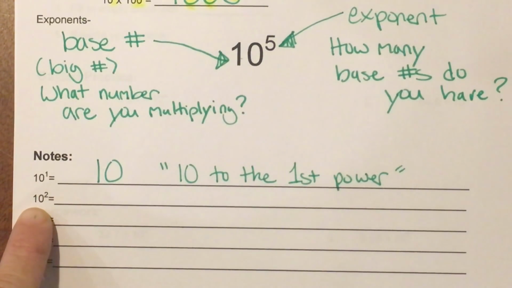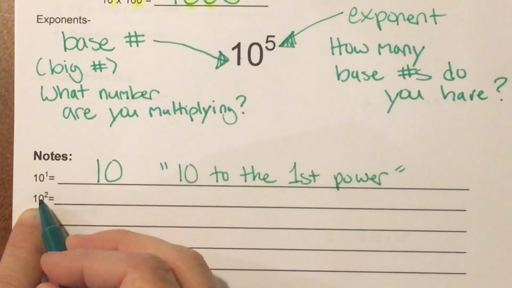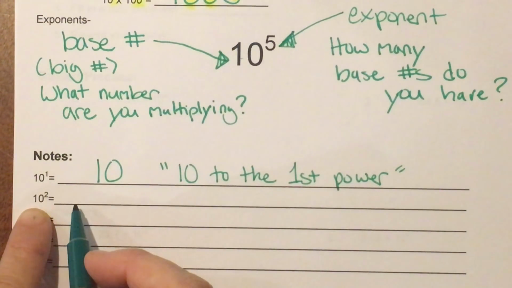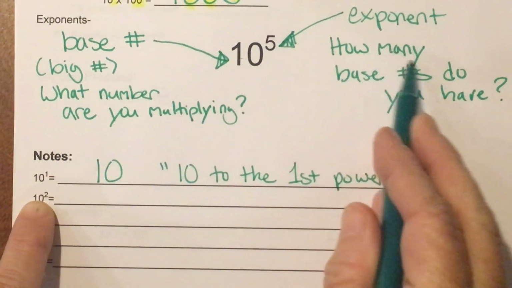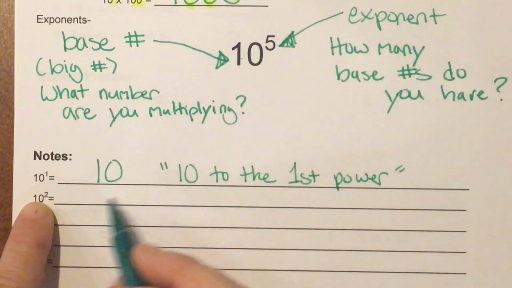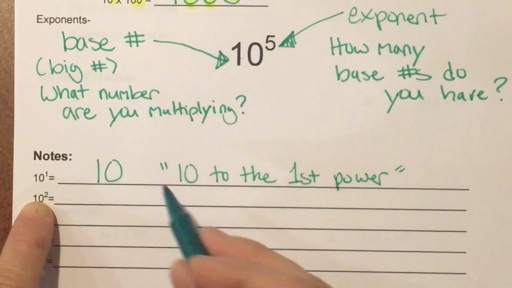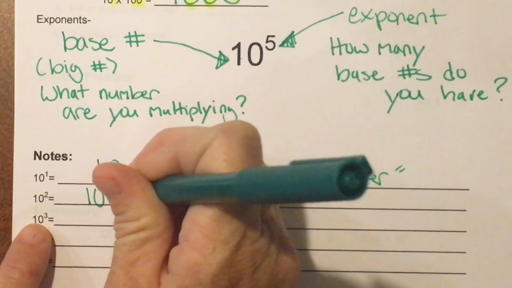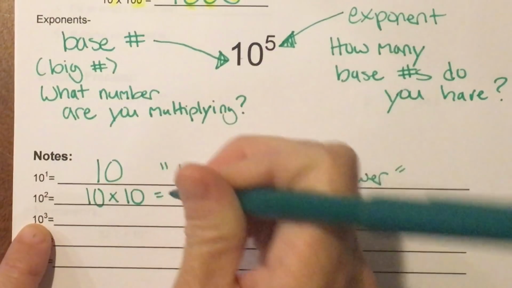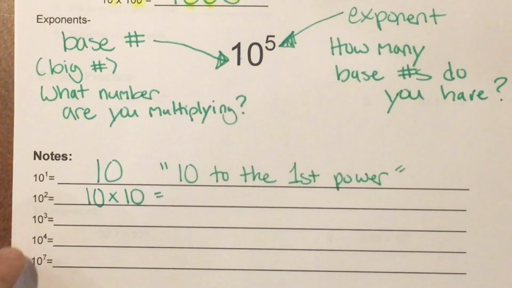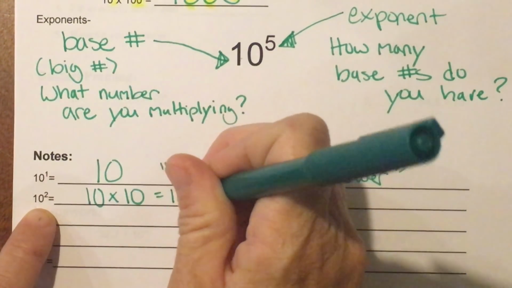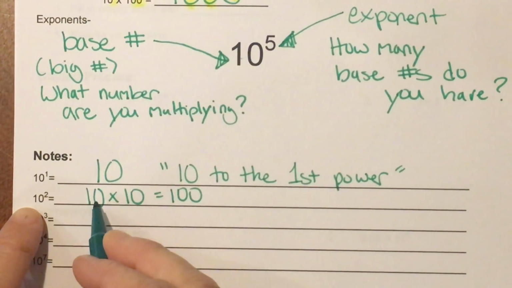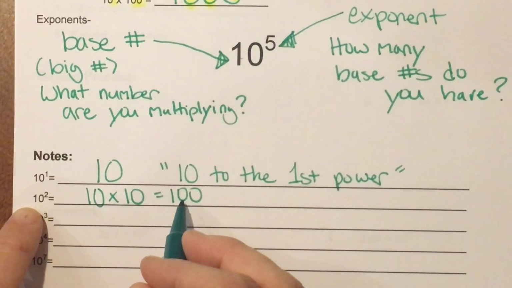Okay, the next one, my base number is still 10. So that means, what number are you multiplying? I'm going to be multiplying with the number 10. My exponent is, how many base numbers do you have? So because it's a 2, it means I have 2 base numbers. I have 2 tens. And I bet you could solve that. That's 100. So this is equal to 10 times 10, which is also equal to 100.